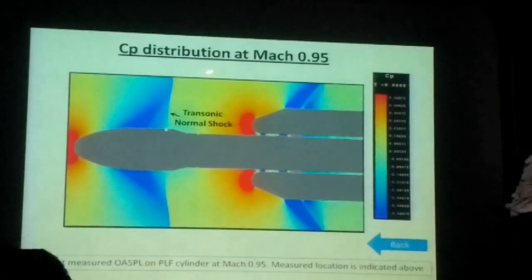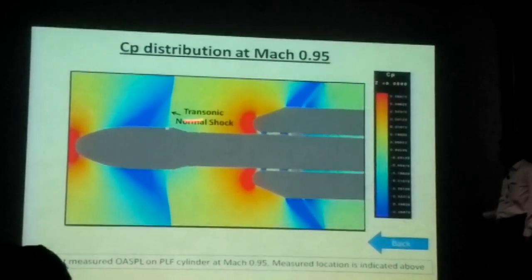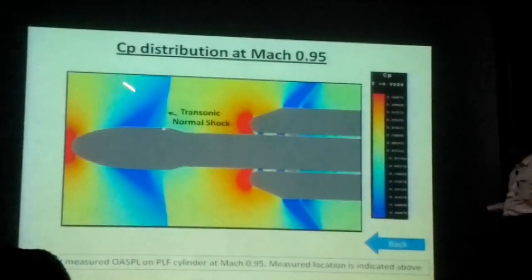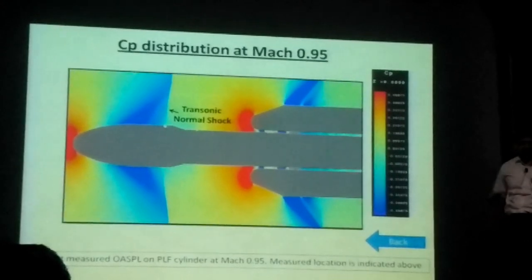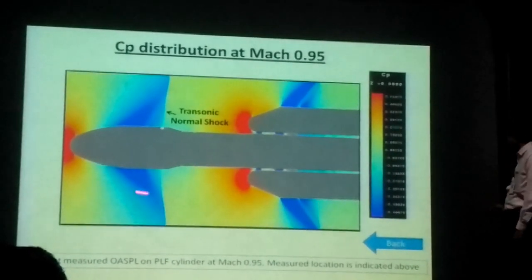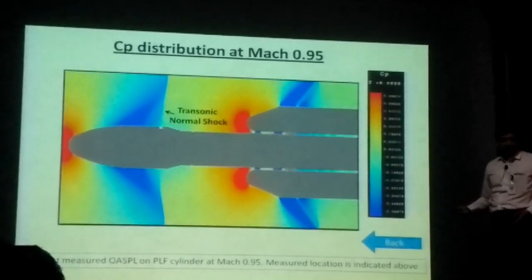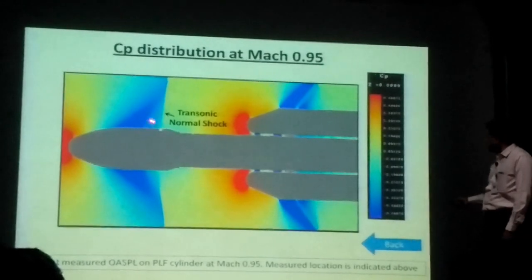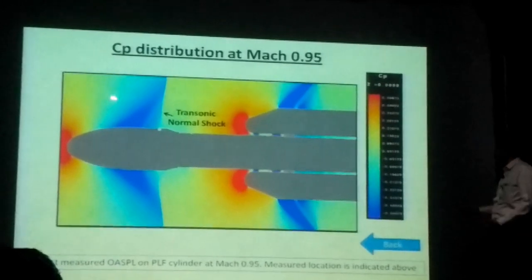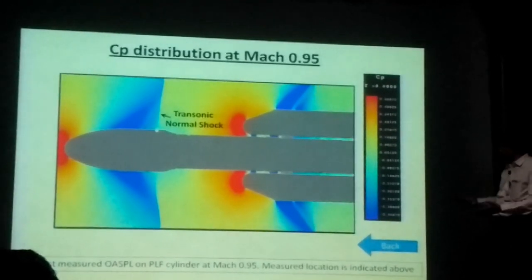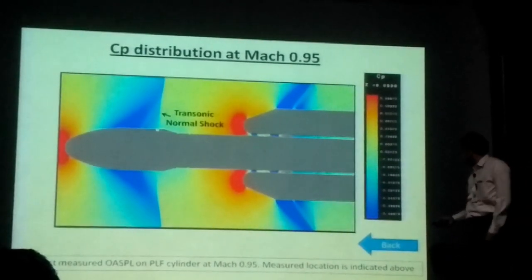Now, what is interesting is, let us say if you take Mach number 0.95, which is very close to 1, you have a normal shock, and at the foot of the normal shock you have the largest unsteadiness coming. We also have measurements at this point, and we find that at this particular point you have the maximum acoustic levels. So this also shows the correlation between steady and unsteady types of flow.